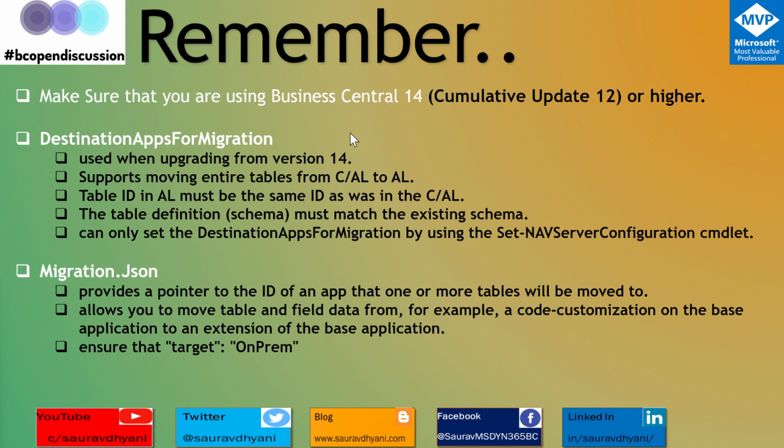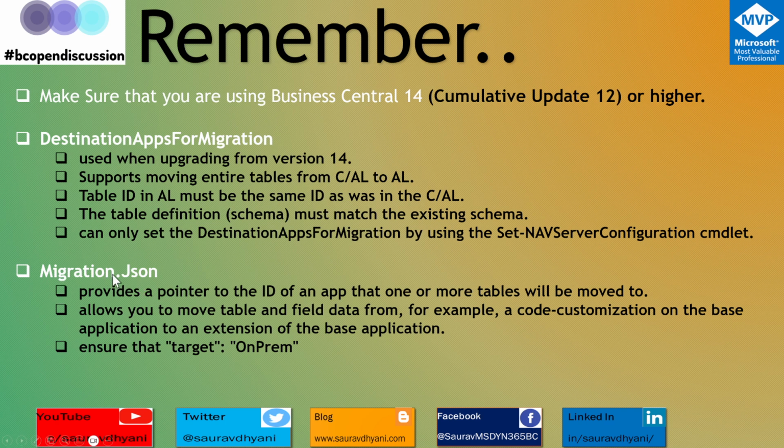The other important thing that you'll see in this video is migration.json. This is required when you have custom fields in base Microsoft extensions or tables. Like in our example, which we are using for this demo and used in the previous videos, you would remember that we had a field in the customer and vendor tables. For those kinds of scenarios, you will need migration.json. Without this, you will not be able to move forward.